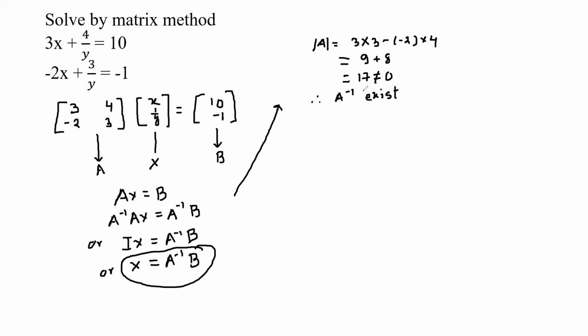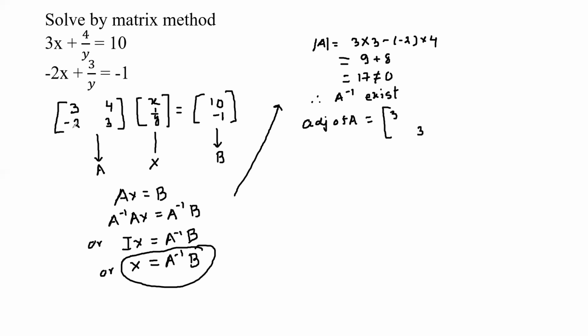Now, in order to find the inverse, what do we have to find first? We have to find the adjoint of A. Look into the matrix A here. In the main diagonal, you can see the 3 and 3. When you interchange these 3 and 3, we get the same thing, so it will be just 3 and 3 here, because both are 3.